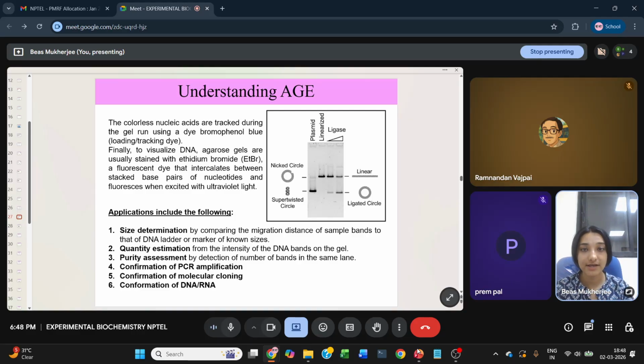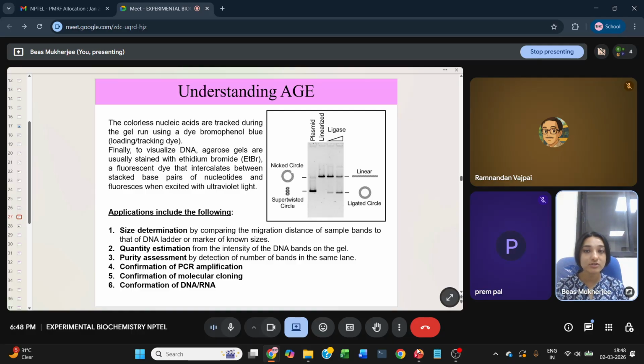Okay, right. So now the colorless nucleic acids are tracked during the gel run using a dye, bromophenol blue, the loading or tracking dye. And finally, to visualize the DNA, agarose gels are usually stained with EtBr, ethidium bromide. Now, ethidium bromide is once again not very good for us, and that is why a lot of different labs are using other alternatives such as SYBR Green and other alternatives.